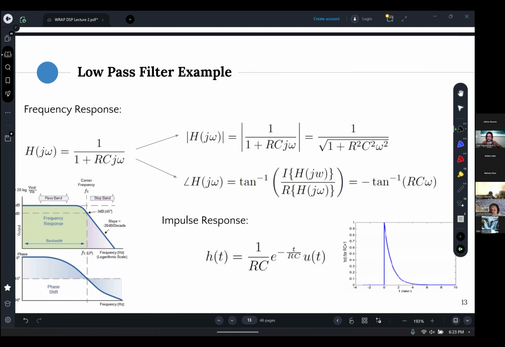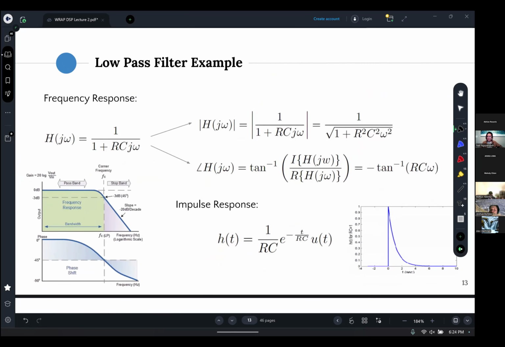We can also calculate that here by taking the imaginary component and the real component of the transfer function, which is equivalent to x and y, and then we just want to find the angle between them, so we do inverse tan, and then we get this function.